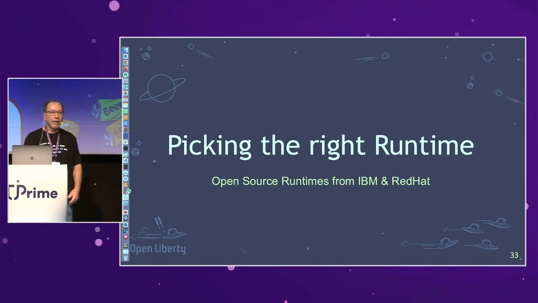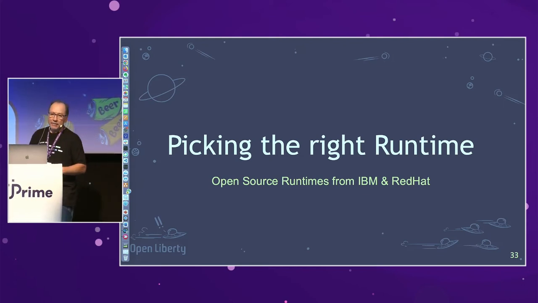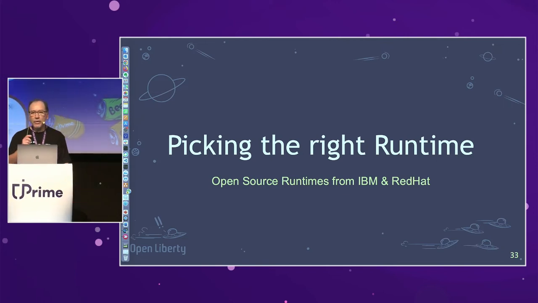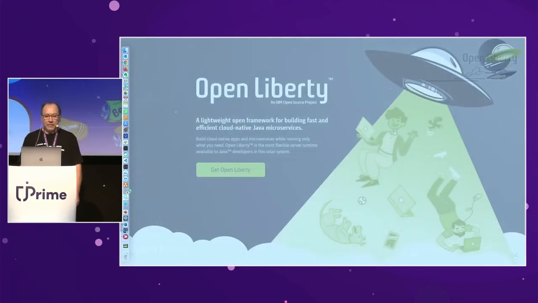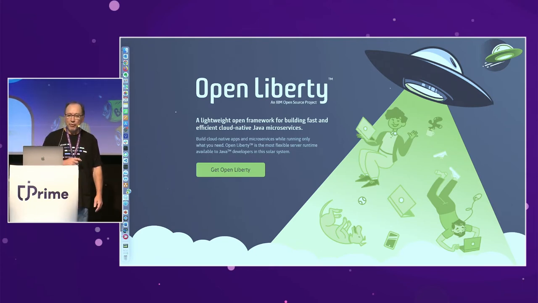All right, picking the right runtime. Like we mentioned, you've done your homework, you've figured out what JVM is best for your needs. Now you've got to pick a runtime that's appropriate, that best highlights the features of your JVM running underneath. So we're going to look at a couple of runtimes. Surprise, surprise, the first one's Open Liberty, which was open sourced by IBM 5 years ago with the OpenJ9 JVM. And it was specifically built for cloud-native technologies.